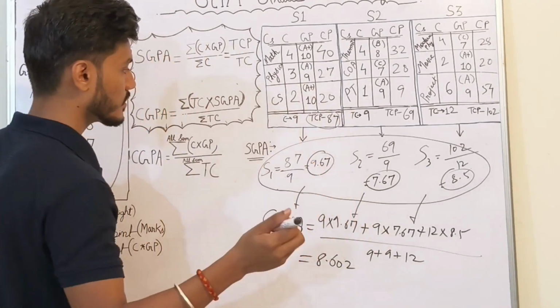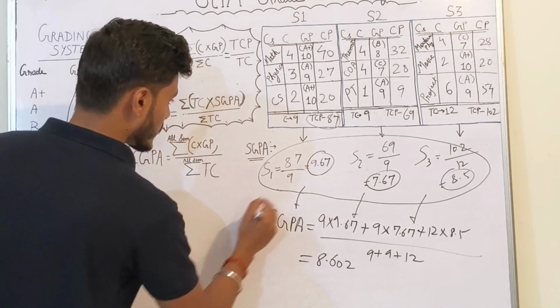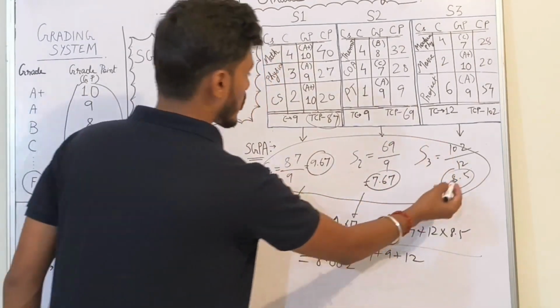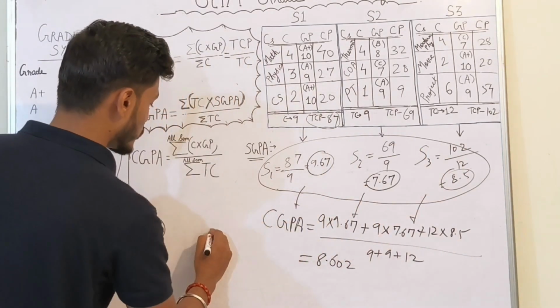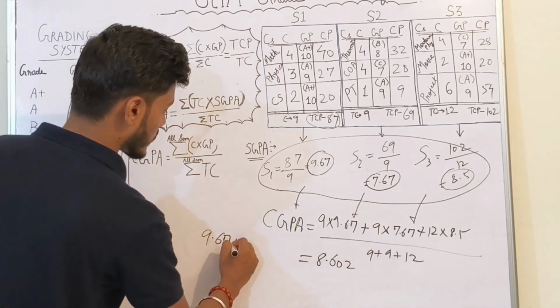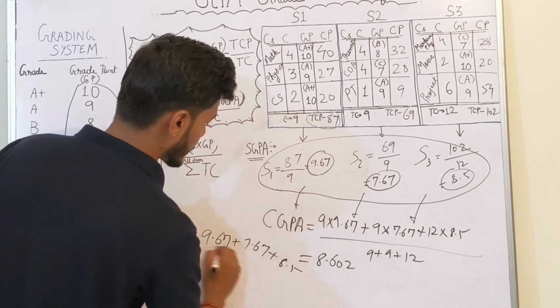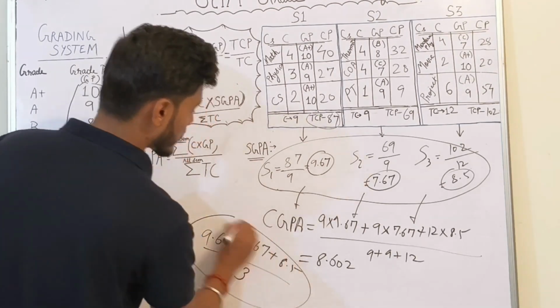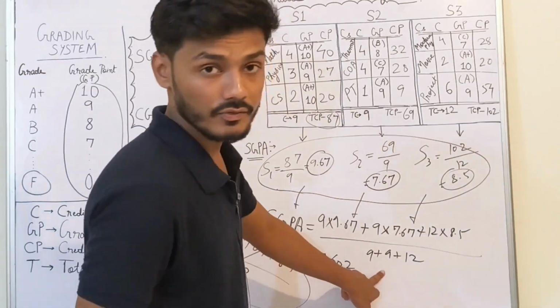Now, I have to mention one very important thing here. Most of the students, while calculating CGPA, what do they do? They do the normal average of the SGPAs of all the semesters. So they do 9.67 plus 7.67 plus 8.5 divided by 3. They do this, which is wrong. You don't have to do this. This is the right way, okay?